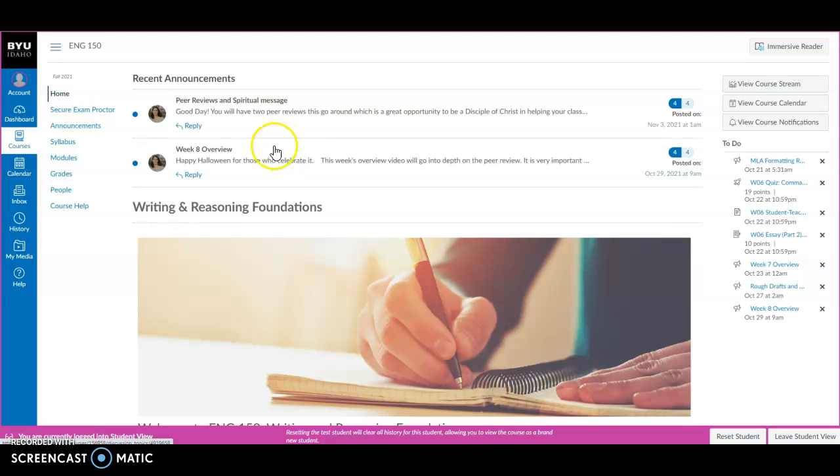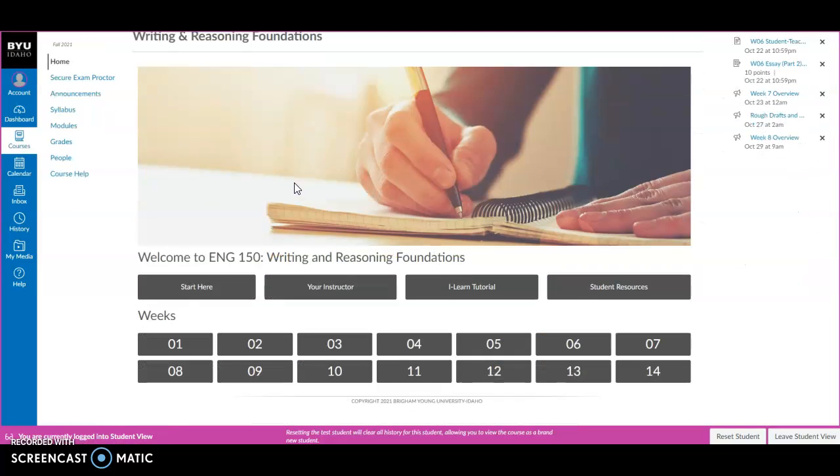Go back to the previous announcements. There are many announcements with many links that will help you. You can also go back to the various modules and look at the information there as well. So let's move on to week 9.